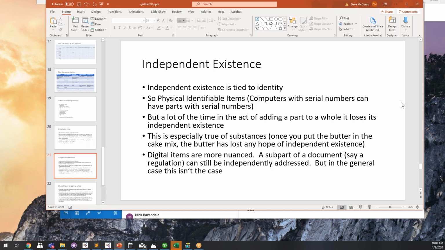A lot of times when you put something into a whole, it loses independent existence, especially with substances. When you put the butter in the cake, butter doesn't exist anymore. That's the definition of substance, more or less. But any kind of assembly has some of that. Some things go in and lose their identity, and some things go in and can potentially maintain their identity. Like even a hole.